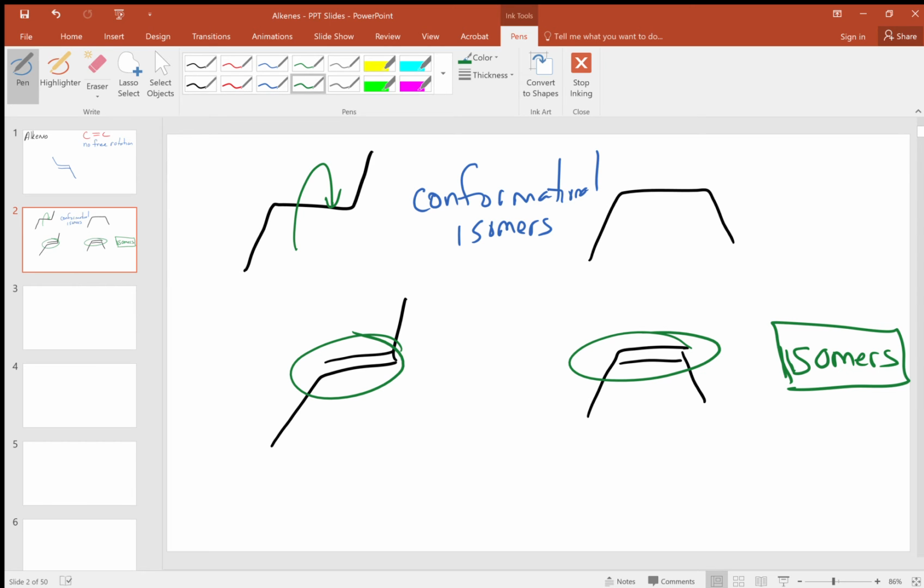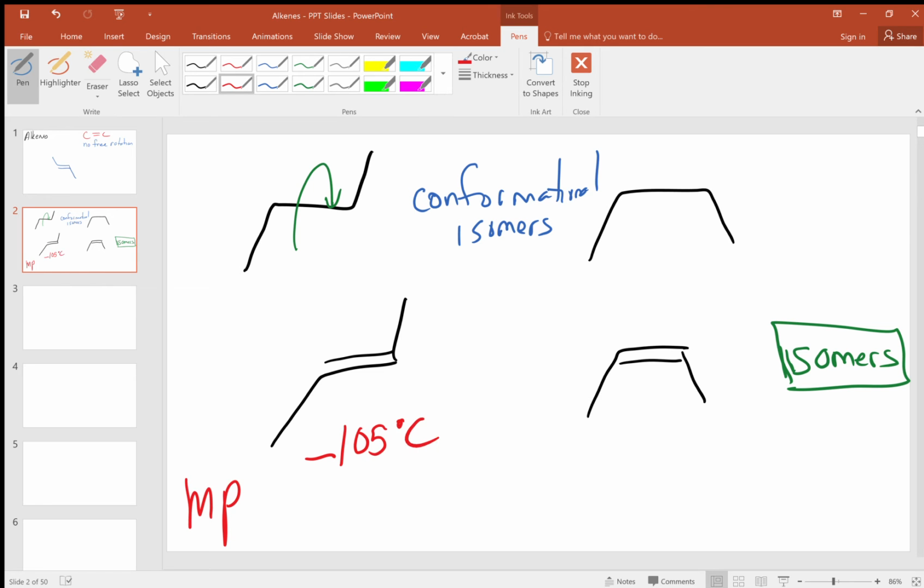How different are they? Well, for one, if we tried to measure the melting point of each of these compounds, the compound on the left has a melting point of 105 degrees, and on the right, 139 degrees. So, very, very different melting points. And other properties about them will be different as well. Later on, we'll talk about which one's more stable, as well as which one's more reactive.